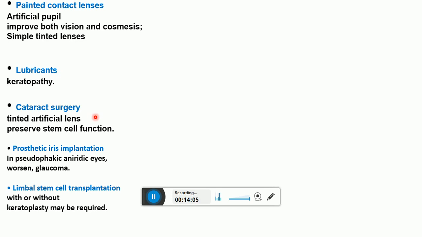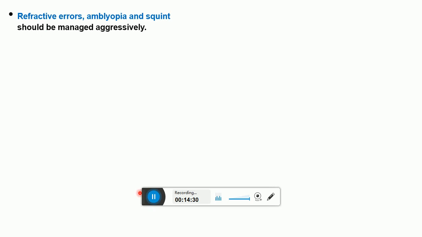Trauma to the corneal limbus should be minimized in order to preserve stem cell function. Prosthetic iris implantation has been described in pseudophakic aniridic eyes but may be complicated or worsen glaucoma. Limbal stem cell transplantation with or without keratoplasty may be required. Refractive errors, myopia and squint should be managed aggressively.